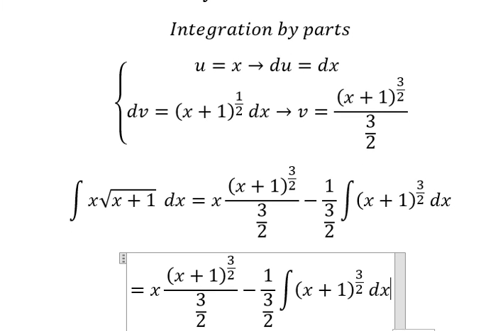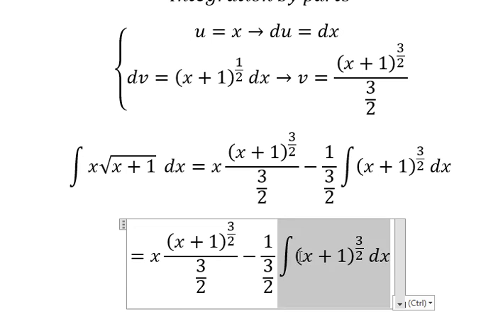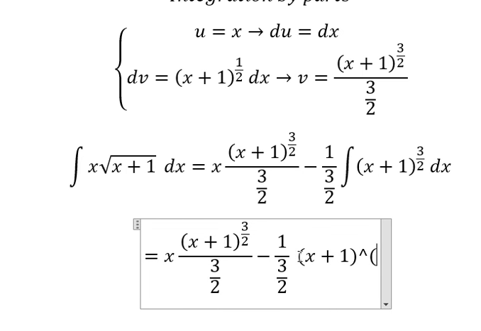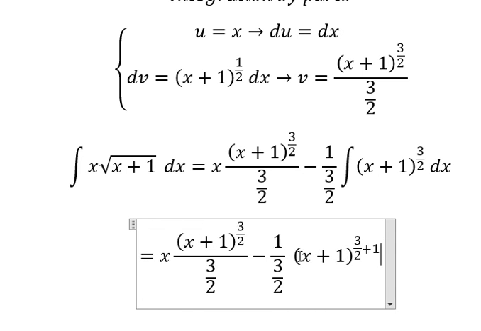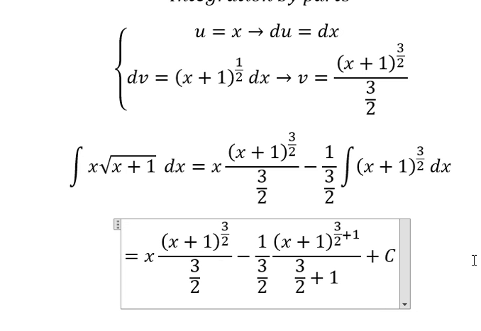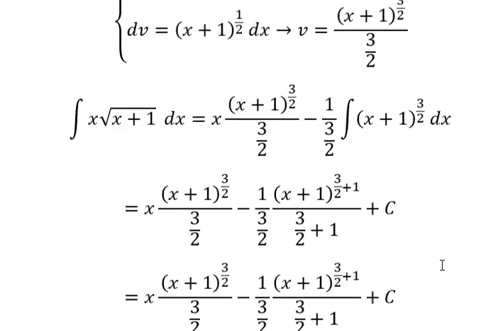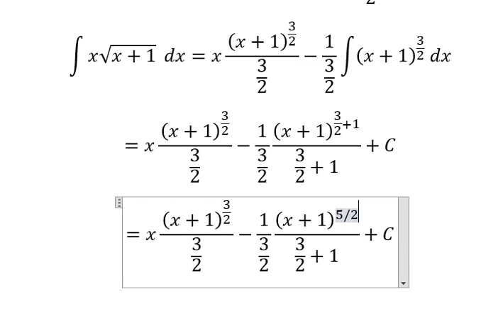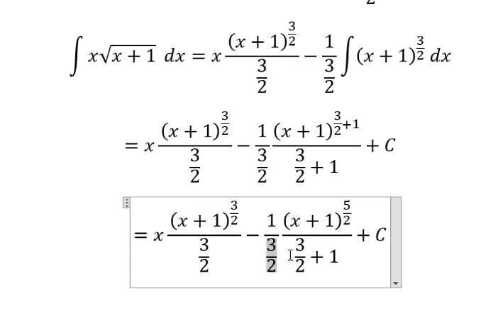So the integration of this one, we have s plus 1 to the power of 3 over 2 plus 1, over 3 over 2 plus 1. This one we have 5 over 2. 3 over 2 with 5 over 2, we have 4 over 15.